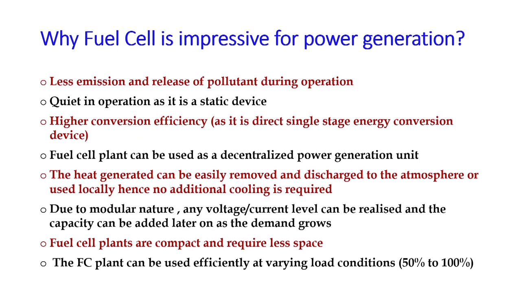So why is the fuel cell impressive for power generation? Because it has low emissions and releases very little pollutant during operation. It is quiet in operation as it is a static device, and it has higher conversion efficiencies since it is a direct conversion. This plant can be used as a decentralized power generation system. We don't have to use a grid-connected system. In places where there is no grid connection, we can use this technology for power generation.